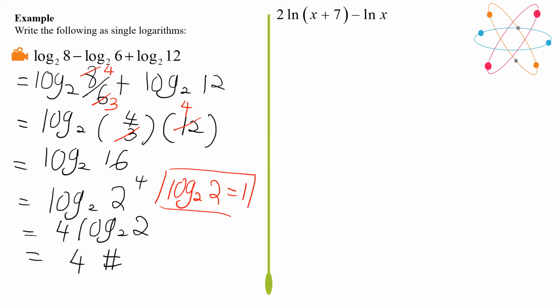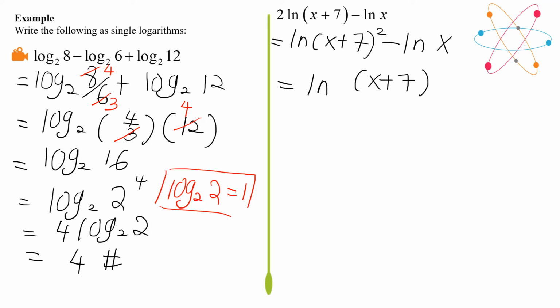Question 2. 2 ln x plus 7 minus ln x. Still the same method for this question. Refer to the rules of logarithms. Ln x plus 7 power of 2 minus ln x. Ln x plus 7 power of 2 divided by x. So this is the simplest form as a single logarithm.